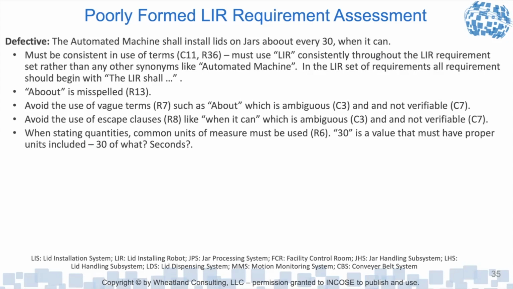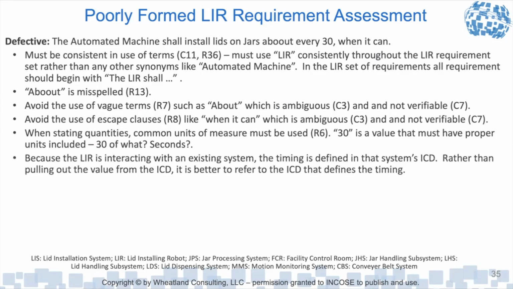When stating quantities, common units of measure must be used. 30 is a value that must have proper units included. 30 of what? Seconds? Because the LIR is interacting with an existing system, the timing is defined in that system's ICD. Rather than pulling out the value from the ICD, it's better to refer to the ICD that defines the timing. That way the number is only maintained and configuration controlled in one place. If you pull the numbers out, then that number is in multiple places and can become out of sync.